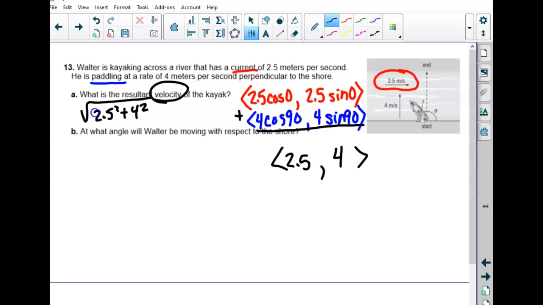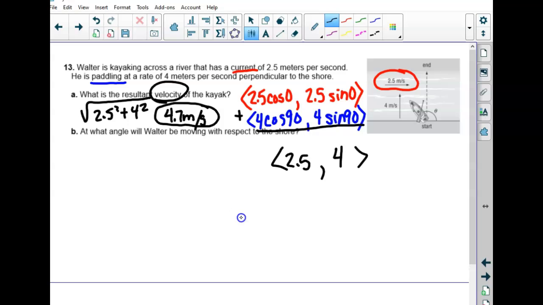22.2. Oh, I didn't square root. Sorry. 4.7, anybody? 4.7 meters per second. Does it make sense that he's moving a little faster than he thought because the current is pushing him along?